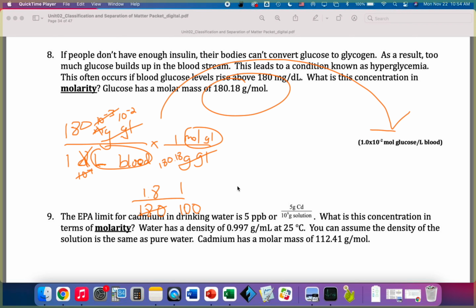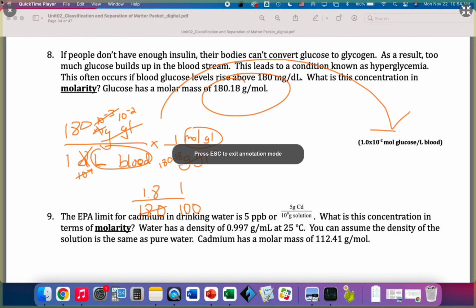According to the answer key, chuck it in the calculator just to be safe. 180 times 10 caret negative 2 divided by 180.18. 2 sig figs on top, 3 down below. I get 0.00999, but with 2 sig figs, that would be 0.010. Sure enough, that is the correct answer.